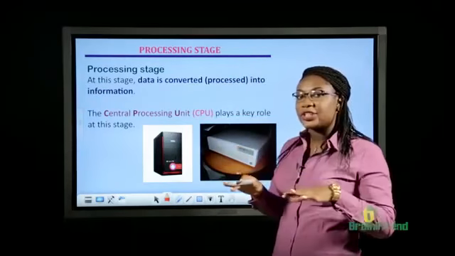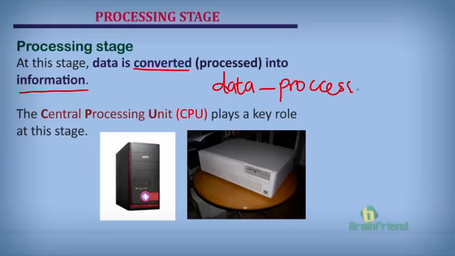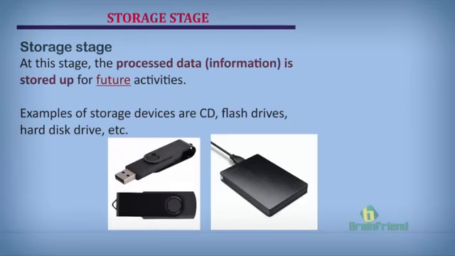Then we go to the main stage, which is the processing stage. Now here, data is converted, that is, it is processed into information. Thus, you have data, it's processed to information. Now, the central processing unit, the CPU, plays a major role in this stage. The data that you've gathered, collated, and input into the system is processed with the help of the CPU.